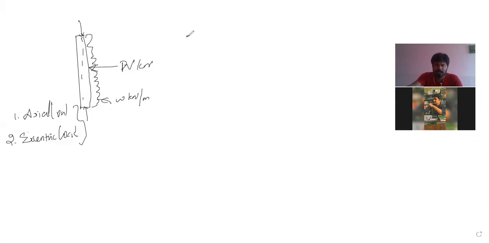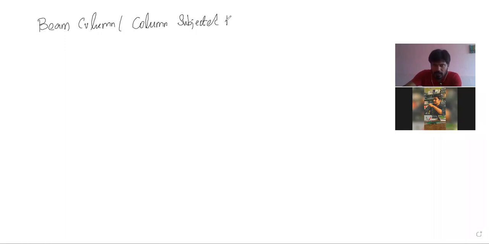Now we should move on to the derivation for the beam column. Here we are going to calculate the deflection, then the maximum bending moment and stresses. These three we are going to derive right now. So let us move on to the topic: beam column, or column subjected to lateral loads. This is our today's topic.